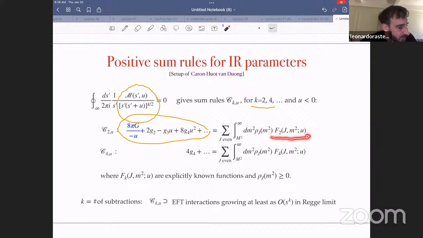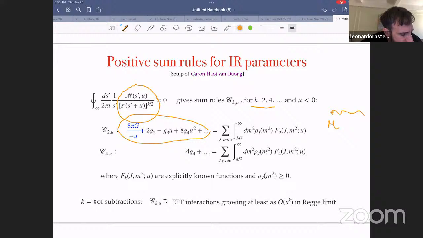Okay, so let me try to say this again. We fix u once and for all. u is a parameter that enters in these sum rules. And we fix k, which is the number of subtractions. The high energy part is treated by inserting the partial wave expansion. So the integral over s prime here is what becomes here an integral over little m from the cutoff to infinity. That's the high energy cut. I'm integrating from m to infinity.